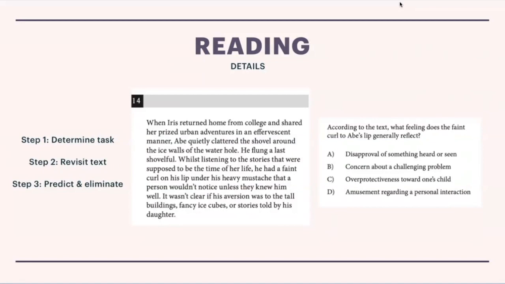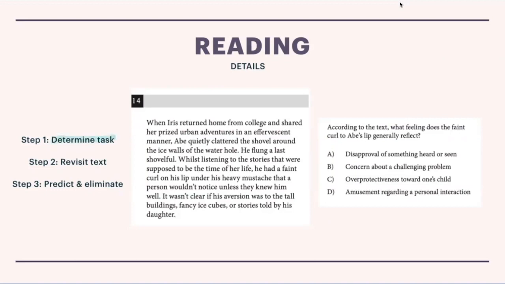So it says, when Iris returned home from college and shared her prized urban adventures in an effervescent manner, Abe quietly clattered the shovel around the ice walls of the water hole. He flung a last shovelful. Whilst listening to the stories that were supposed to be the time of her life, he had a faint curl on his lip under his heavy mustache that a person wouldn't notice unless they knew him well. It wasn't clear if his aversion was to the tall buildings, fancy ice cubes, or stories told by his daughter.